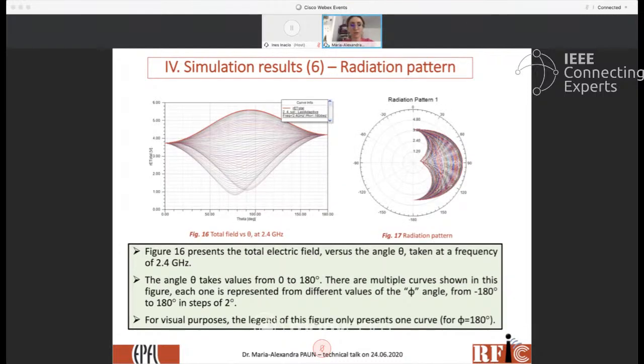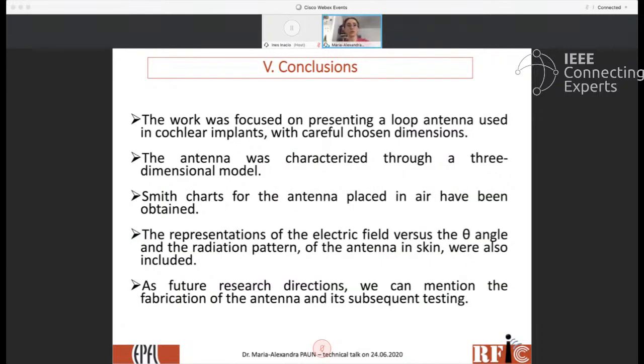Okay, so we were also interested to look into the total field versus theta angle, and some radiation patterns are always a must to look into. So one could have a look at this slide and see information about these important parameters. And obviously, if you are interested to learn more, I'll give you at the very end some publications that I've published, where you can look to learn more.